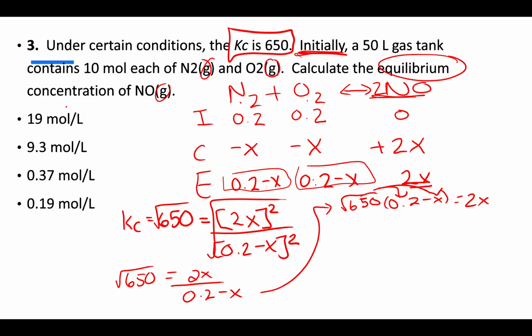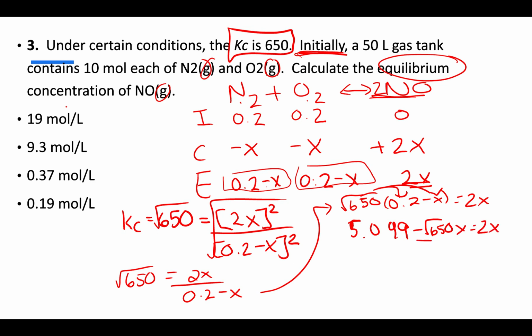And you get 25.49, and that value keeps going, so don't round too early. Take the root of 650, multiply it by 0.2, and you get 5.099, and that number keeps going, minus the root of 650x equals 2x.